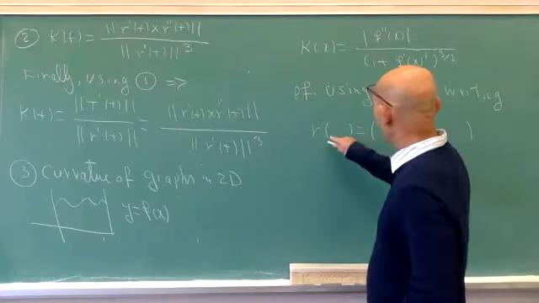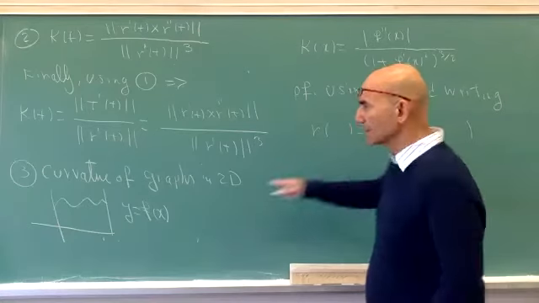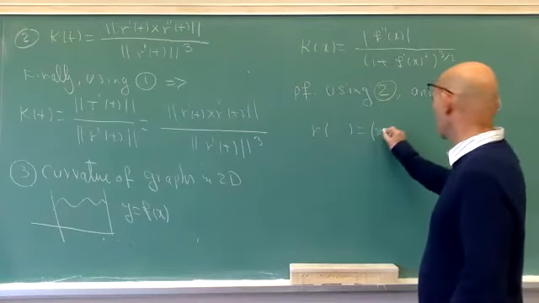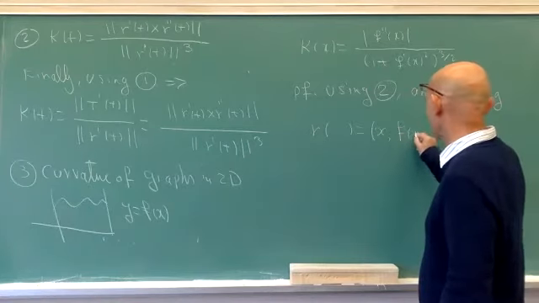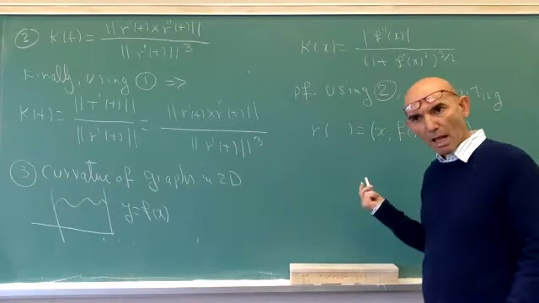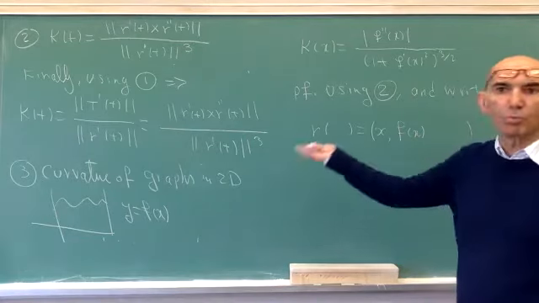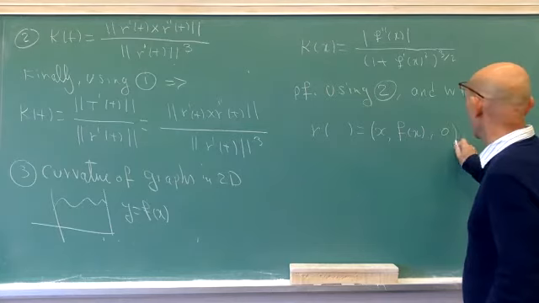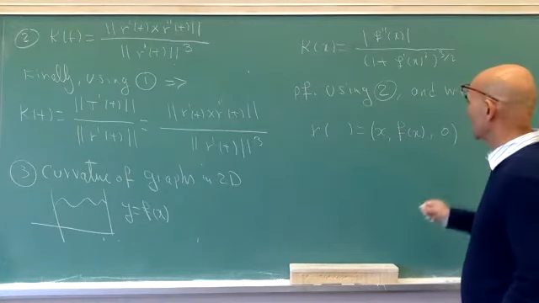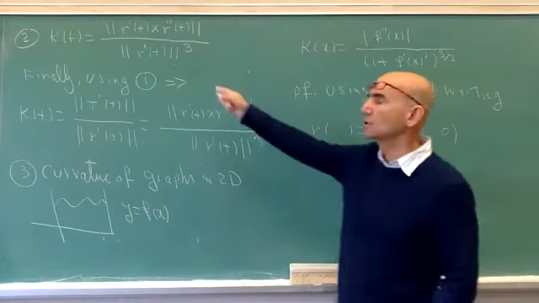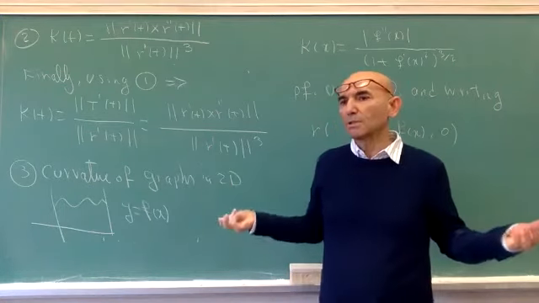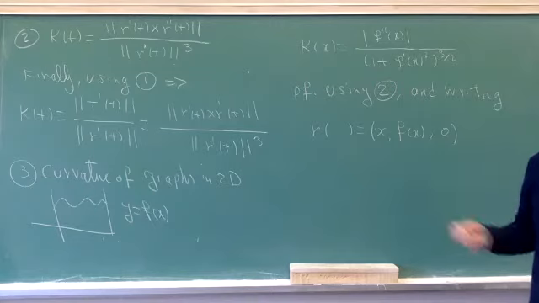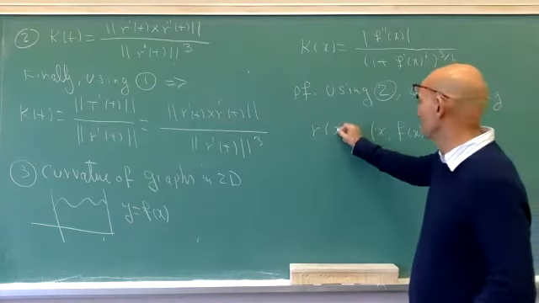Okay, so can you parameterize this? X, yes, exactly, f of x. The third component is 0. Right, exactly. And you might complain that I'm using x here, I used t before, but who cares? This is just a variable, it doesn't matter at all. So this is r of x.